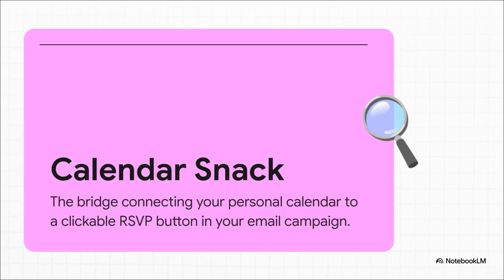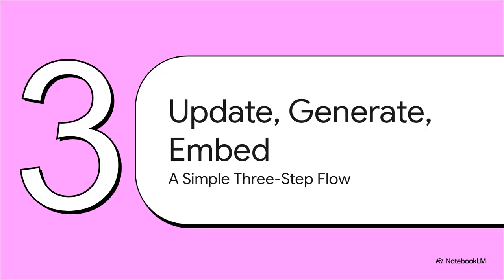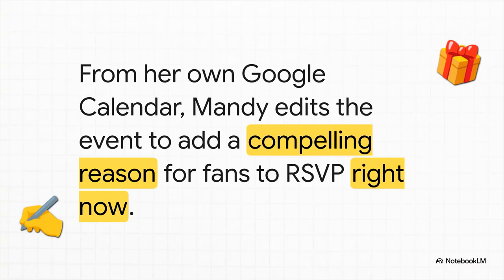Honestly, the best way to think about it is as a bridge. It takes all the important event details from her calendar and translates them into a super simple, clickable RSVP button that works perfectly in her email. And what's so cool about this whole process is just how simple it is. You might think this requires some kind of crazy technical wizardry, but no. It really just boils down to three simple actions: update, generate, and embed.